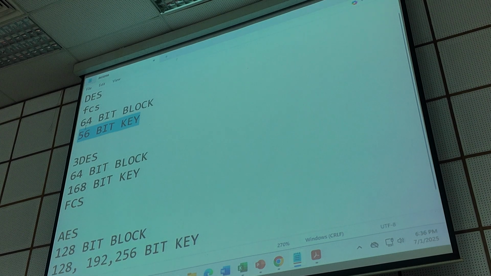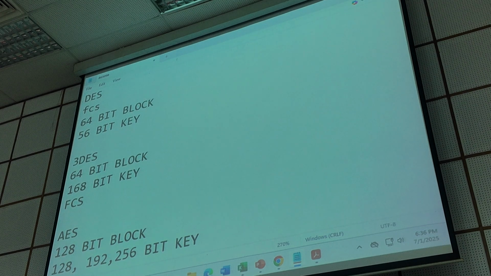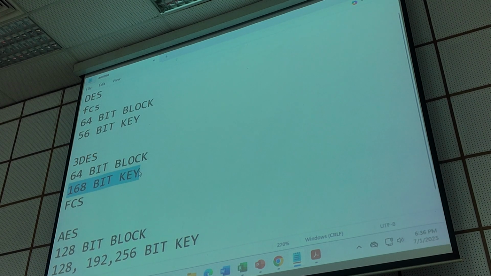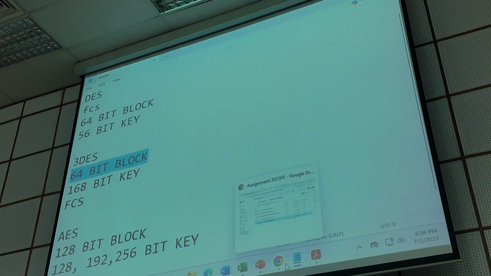There are three algorithms: the first is DES, then 3DES, and AES. DES uses a 64-bit block and a 56-bit key. As I explained just now, as the key size increases it is more secure. That's why they came out with a second technique, known as 3DES, to solve the limitation of DES. You can see the key size has been increased to 168 bits. So, what is 3DES?